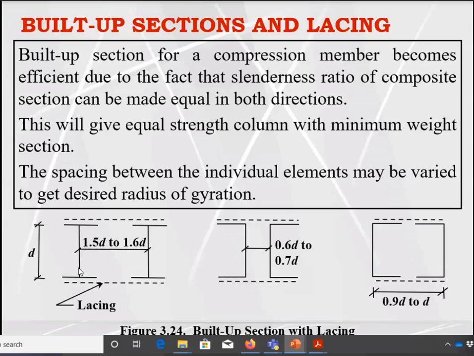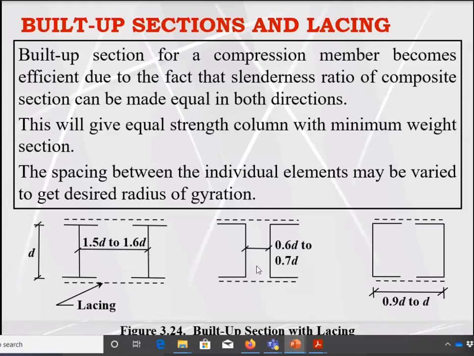If the depth of a single section is given as D, we can place both sections at a distance of 1.5 times the depth of a single section to 1.6 times the depth. This will be the clear distance between their webs, or the outer faces of their webs.